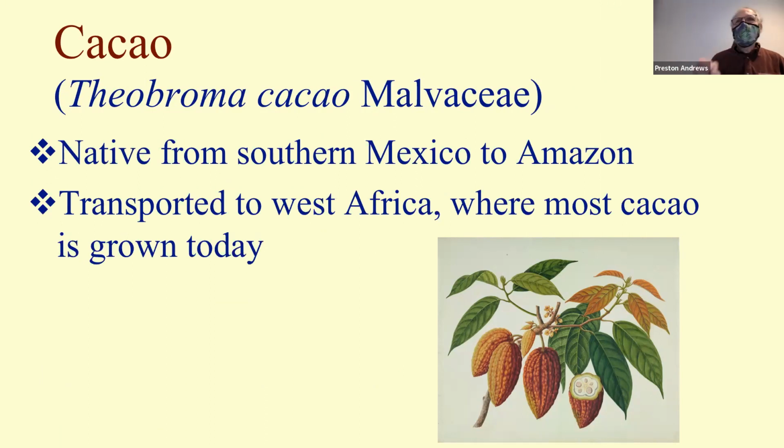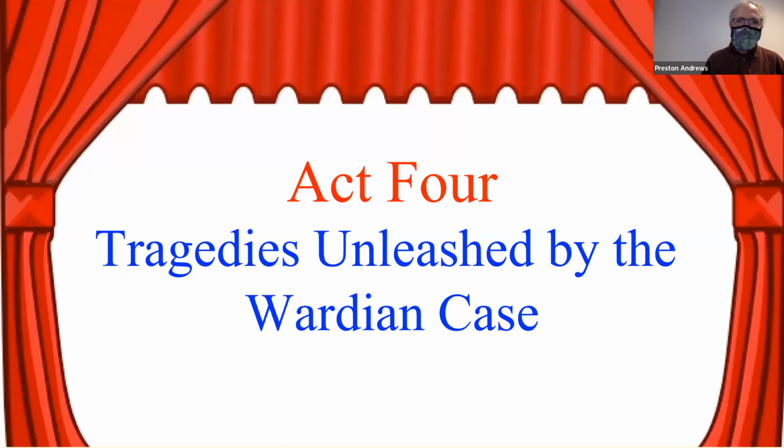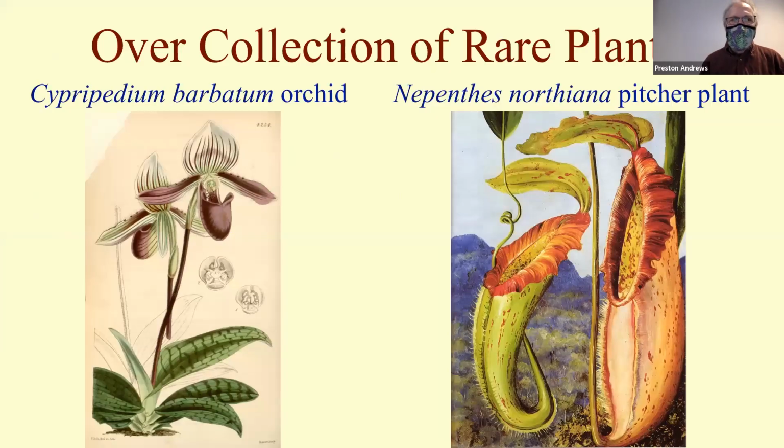So you might have guessed from what I've said so far that this wasn't all really peaches and cream. There were some tragedies involved in the use of these cases. Act 4 then is the tragedies that were unleashed by the Wardian case. Over-collection of rare plants was one of the big problems. And here are just two that were collected from Southeast Asia that are on the endangered species list now.